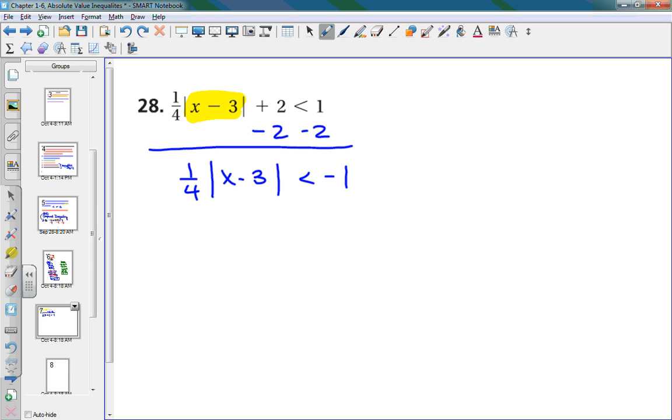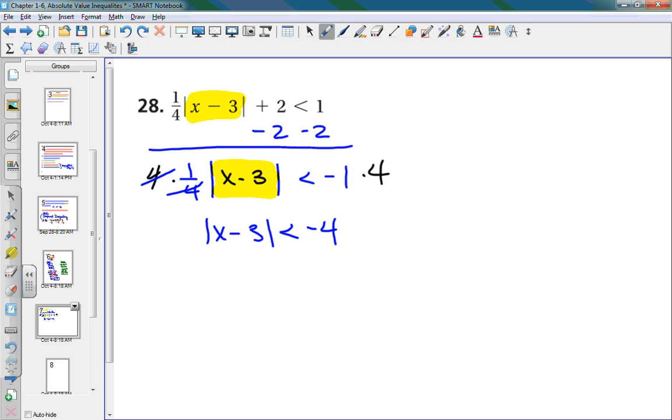Again, I'm isolating that absolute value, so what else is attached to it? 1/4. How is it attached? So how do I get rid of it? Divide by 1/4. When you divide by a fraction, you're multiplying by the reciprocal. So I'm going to multiply both sides by 4. Do I flip the inequality symbol? No, because why? I did not divide or multiply by a negative. So these are gone, and I'm left with the absolute value of x minus 3 is still less than -4.